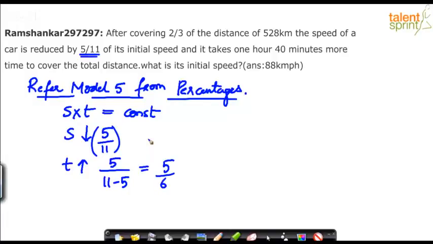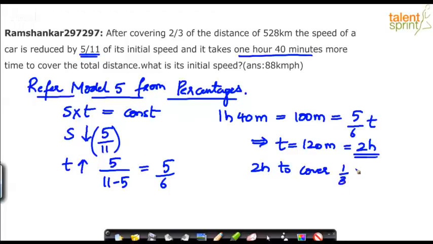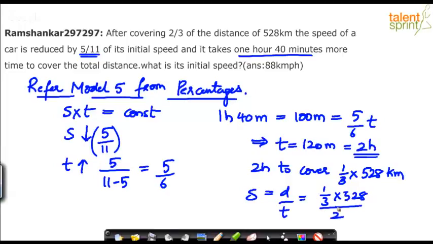Yes or no? But here he says the time taken was increased by 1 hour and 40 minutes. See, 1 hour and 40 minutes is equal to 100 minutes. This 100 minutes increment can be taken as 5/6 of the time, because we know that time has actually increased by 5 by 6. So that 5 by 6 equals 100 minutes. So what is the time? Time equals 600 minutes by 5, which is 120 minutes. Actual time, 120 minutes, is 2 hours. So basically it took 2 hours to cover the remaining 1/3, 1/3 of 528 kilometers. So speed can be taken as distance by time. So 1 by 3 into 528 divided by 2. So 528 by 6, which comes out to be 88 kilometers per hour.